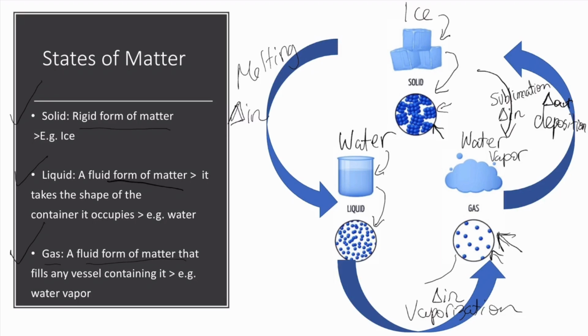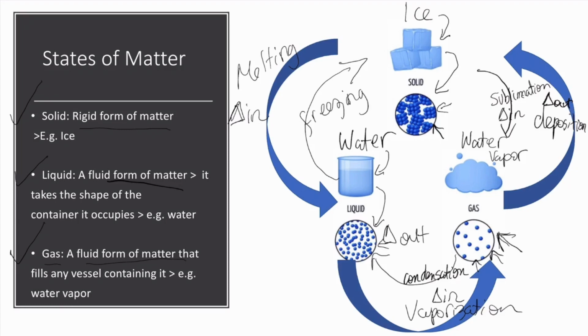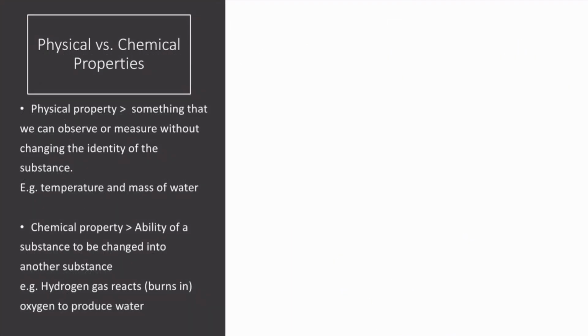Then, we go from the gas state to the liquid state. And for this to happen, we need a process called condensation. In this case, we're going from the most free state to a more tightly bound state. So we need heat coming out. And then, going from the liquid state to the solid state, we do a process called freezing. And here, the water molecules are getting more tightly bound together, so heat is also coming out.